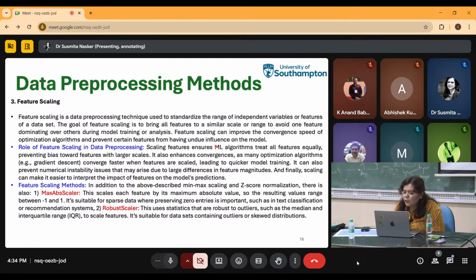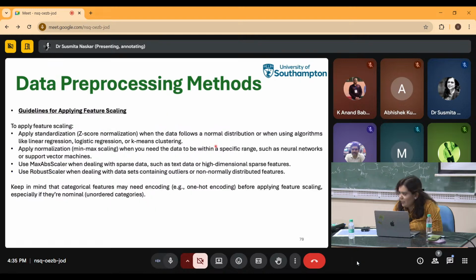And as I said, normalization like min-max scaling is also very important, because with it you get your data in a specific range, such as 0 to 1, for neural networks and support vector machines. Those are the places where we use it, and it is useful when preserving the relative size of the features is important. Feature scaling is not one size fits all, so matching the right technique to your data type or algorithm ensures faster convergence, computational efficiency, improved model performance and more stable results.